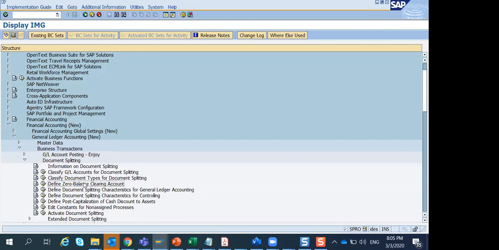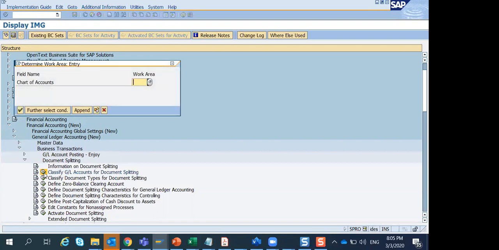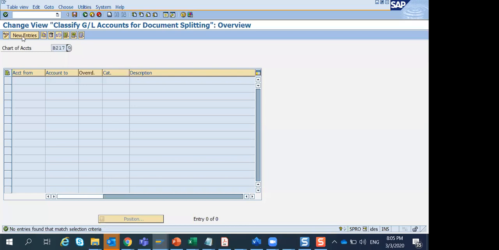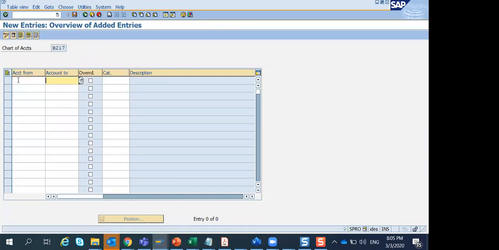You have to say what is the GL clearing account, and then you have to say what is the characteristics, and then you activate. Let's start to do it together. So come here, and it's going to ask you what is your chart of account. My chart of account is B217. Click new, and this is going to ask you from which account to which account, which category.